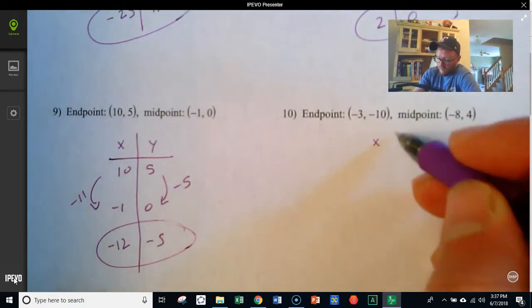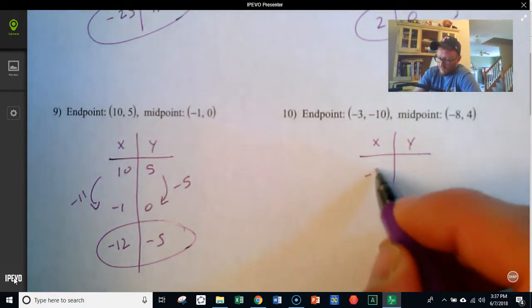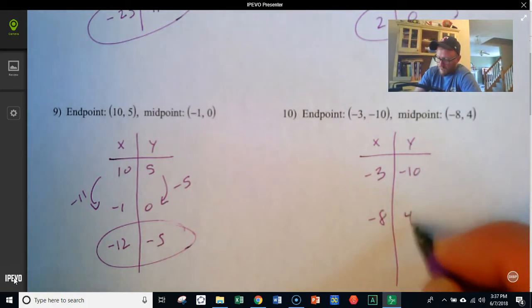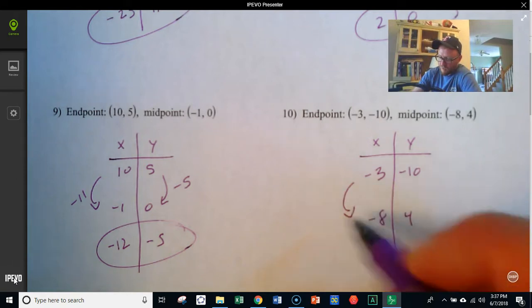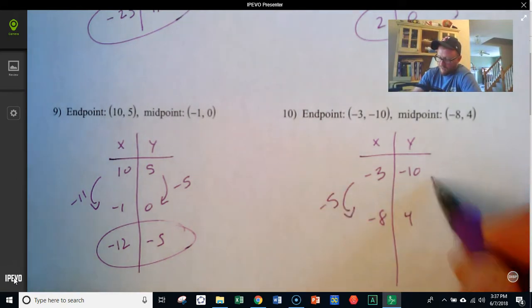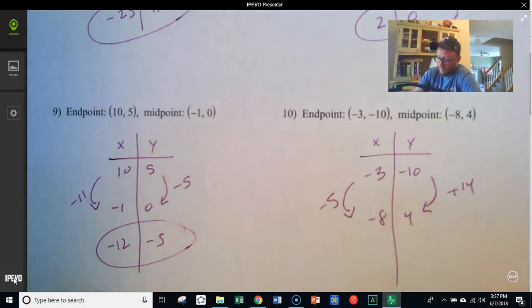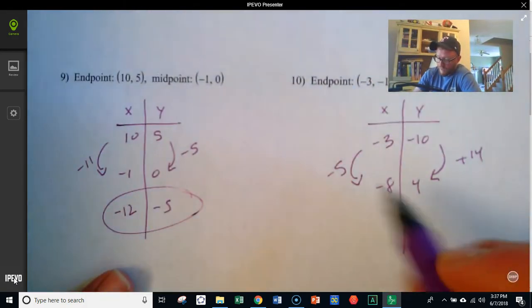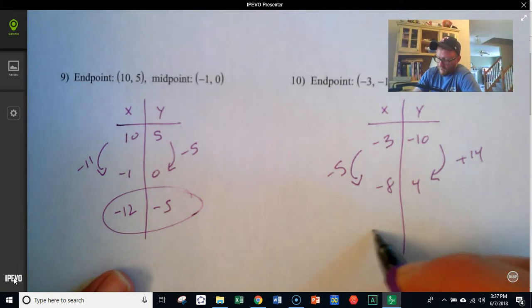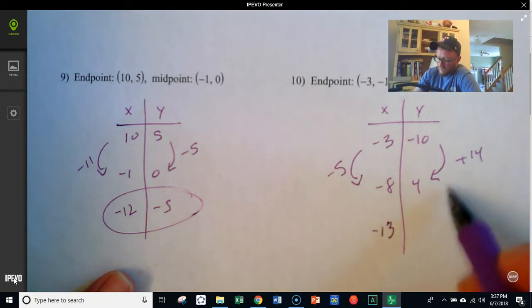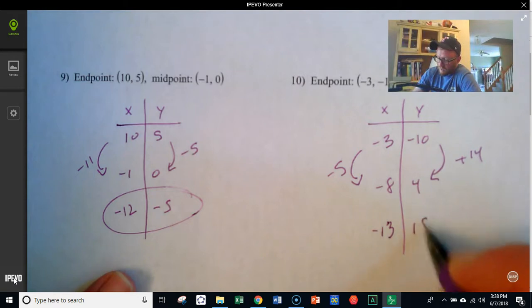So let's see, here we have -3, -10, and we've got -8, 4. So from -3 to -8 is down 5, and from -10 to 4 it's up 14. So going down another 5 would land us at, sorry, brain fart here, -13. Going up another 14 would land us at 18.